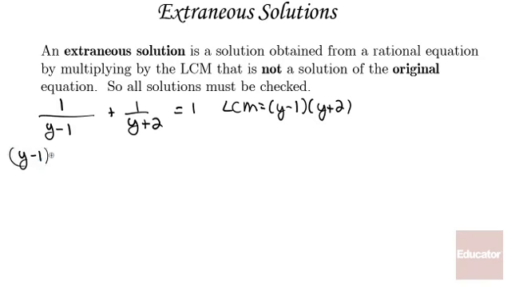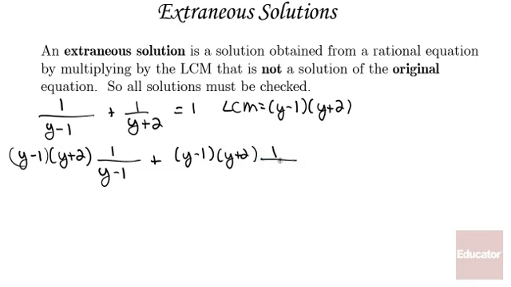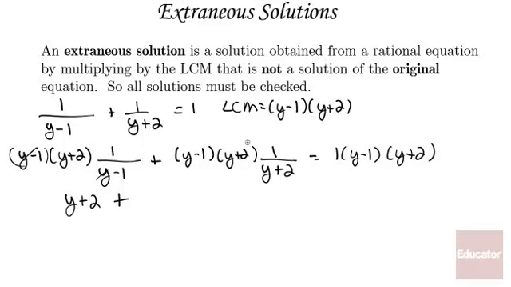Y minus 1 times y plus 2 times 1 over y minus 1, plus y minus 1 times y plus 2 times 1 over y plus 2, equals 1 times y minus 1, y plus 2. Right here, the y minus 1's cancel out to give me y plus 2. So I got rid of the fraction, which is what I was trying to accomplish. Plus, right here, the y plus 2's cancel out. That gives me y minus 1.